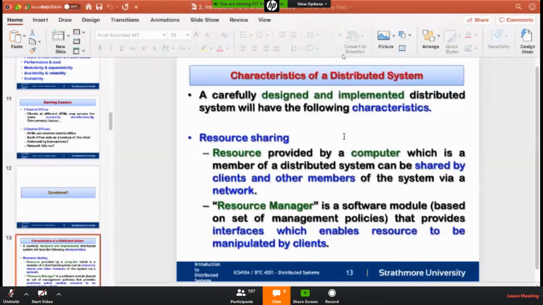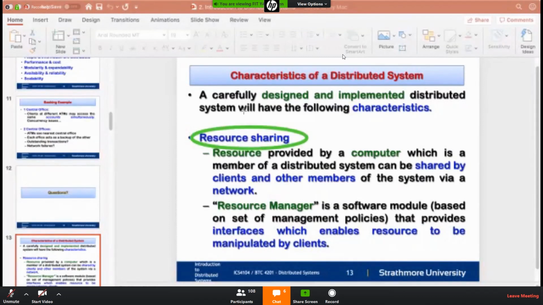what are the characteristics of a distributed system? Some of these things, what we have explained, some of them are going to be a recap. So a distributed system characteristic, key is resource sharing. Here I'm saying that you have an opportunity for us to share clients and other members of the system via a network. Remember, a resource here can be several things.